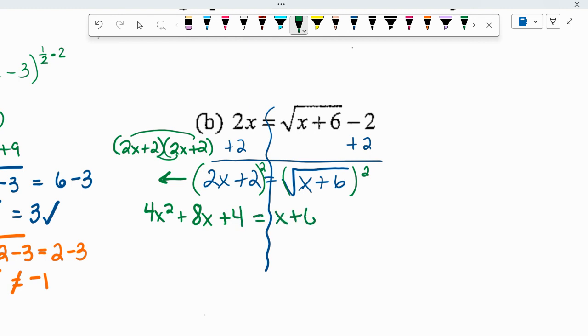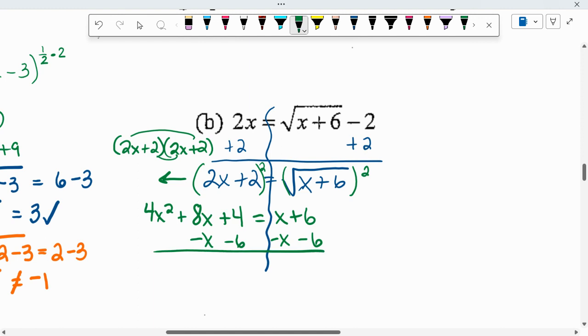equals x plus 6. What am I doing now? I'm subtracting x and I'm subtracting 6. Do you see that? So we have to set one side equal to 0. The 0 is on the opposite side this time. Do you see that, Tyler? It's on the opposite side. That's why it's messing you up. Okay, so that gives me 4x squared, 8 minus 1 is plus 7x minus 2.